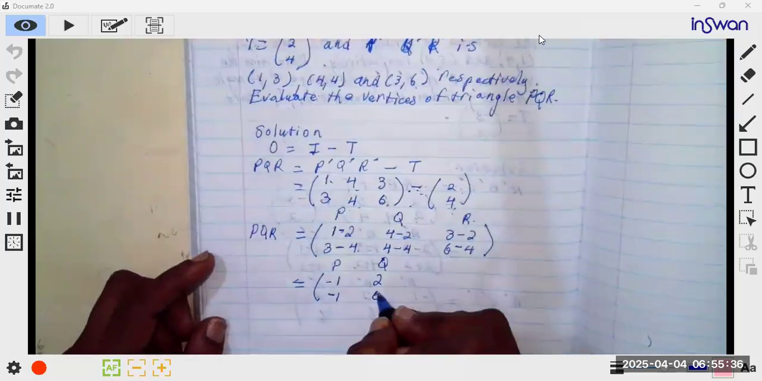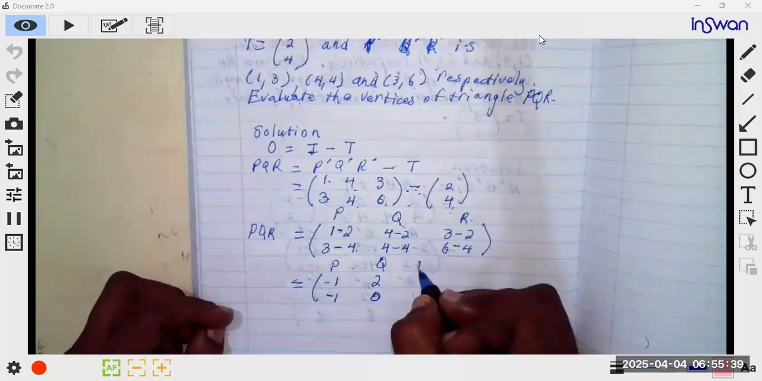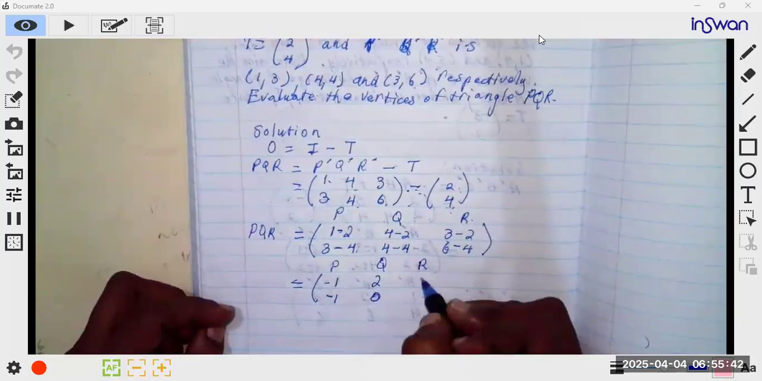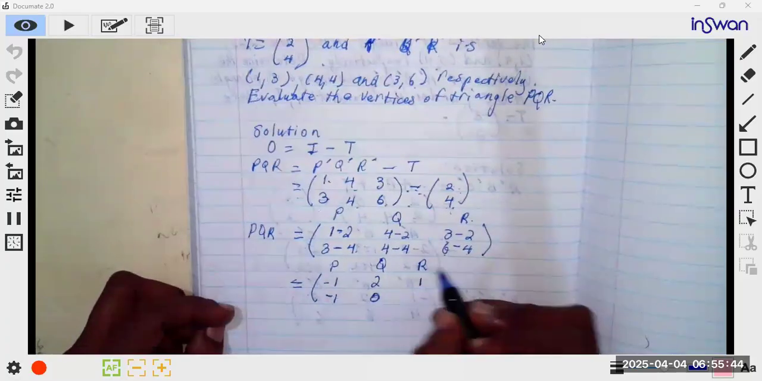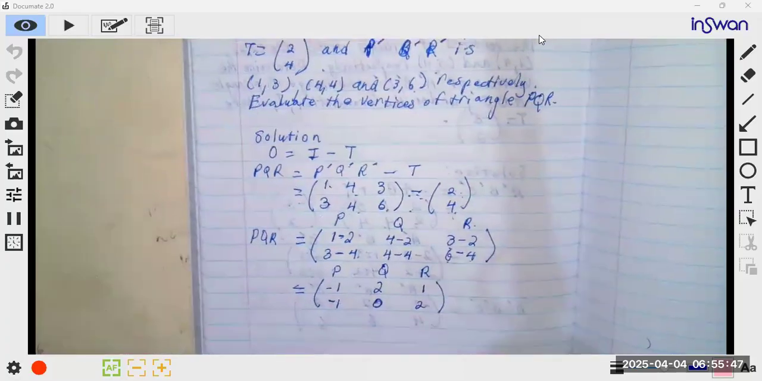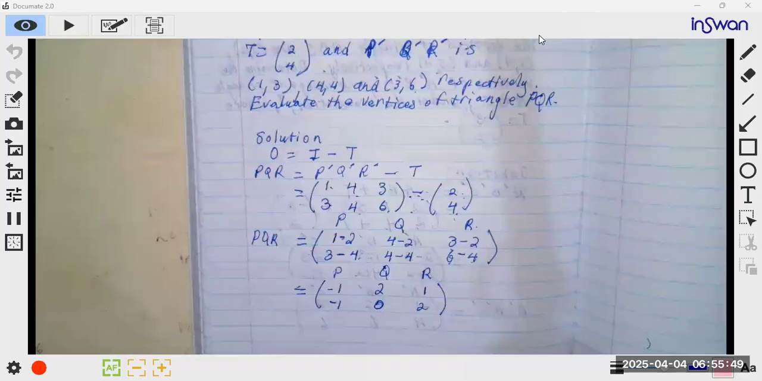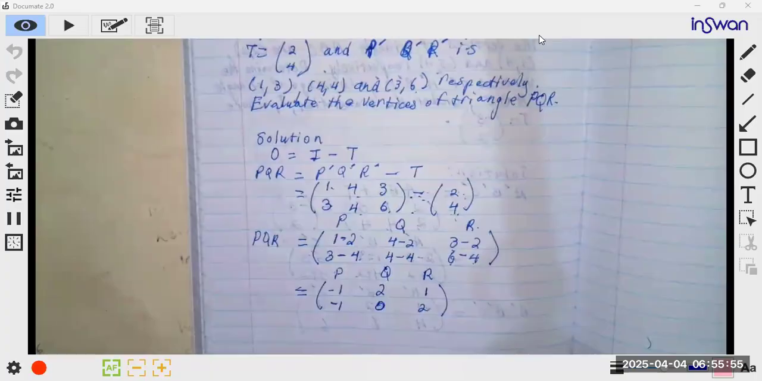Excellent. And last one for R, 3 take away 2 is 1, and then 6 take away 4, 2. And that's how you get your object being P (minus 1, minus 1), Q is (2, 0), and R (1, 2). And that's how we do translation. But this is doing translation in the mathematical method. So we do it in the mathematical method first, and then I'll show you all how to do it on a graph.